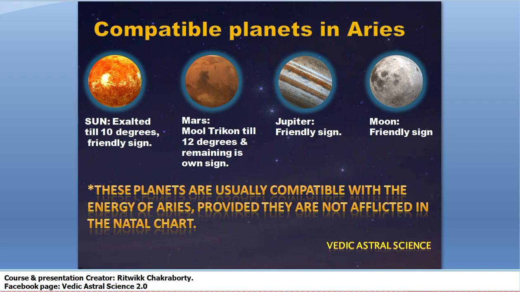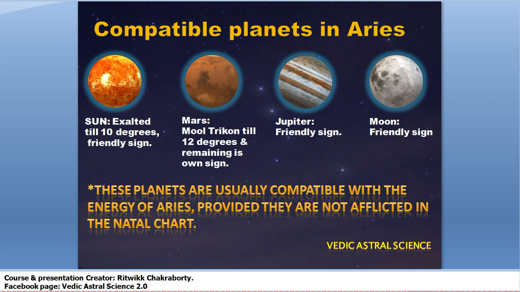And for Moon, Aries is a friendly sign and Moon will feel compatible in Aries if she is placed in the second half or in the Cancer Hora or own Hora, because as a female planet Moon is better placed in the Hora of Moon.